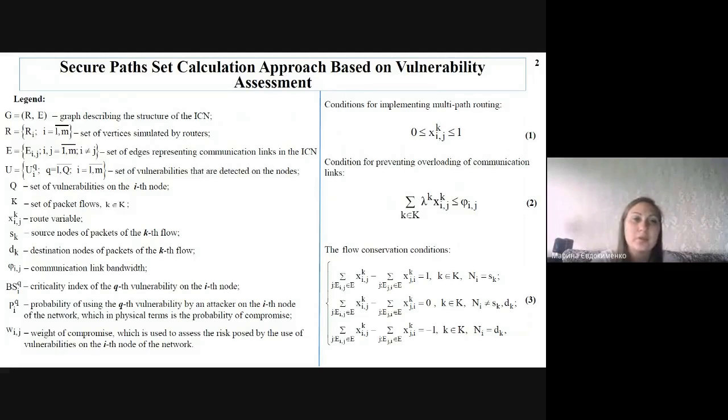Then the order of routing in the network is determined by routing variables X. Each of these characterizes the portion of the flow in the link between two nodes of the network. Based on the physical meaning of the routing variables, depending on the implementation of the routing strategy, conditions are imposed on them, as you see in expression number 1. Also, according to our model, we have conditions for preventing overloading of communication links, expression number 2, and flow conservation condition, expression number 3.